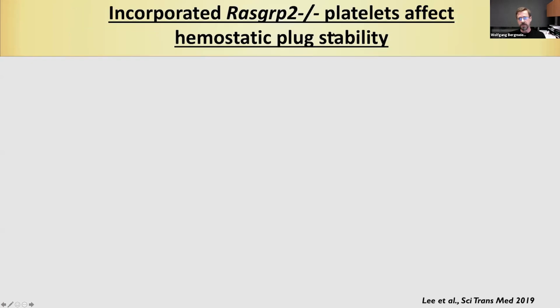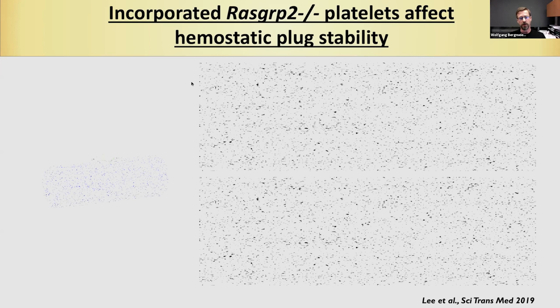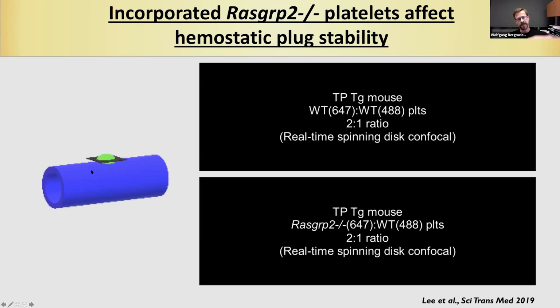Okay, so we knew that there's something going on. So we thought, can we get more information by doing high-end imaging about what's going on in the plug? So what we did next is we basically selected one slice within the plug and looked at the platelets in that slice to see how they interact when we have a situation where we have wild-type platelets in different labels, or mutant and wild-type platelets in different labels.